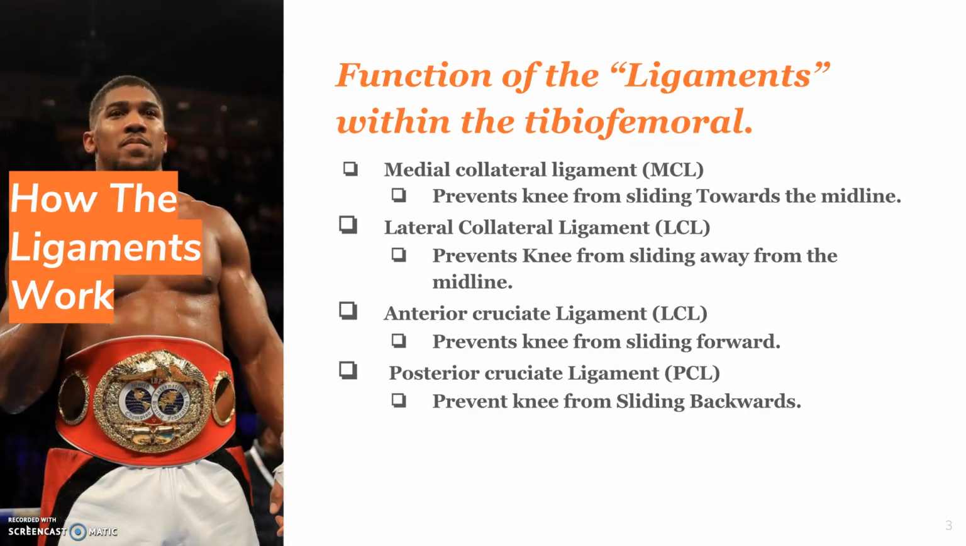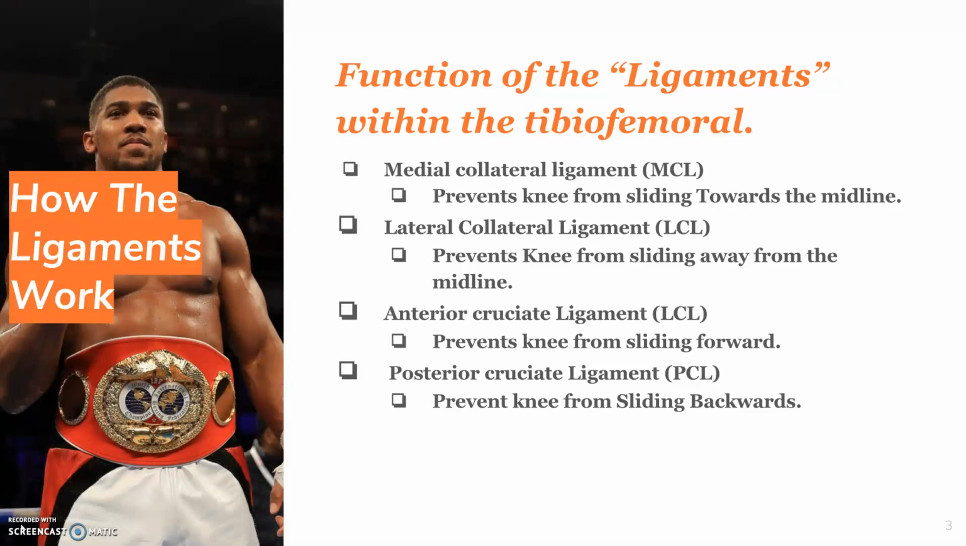So, how do the ligament and tendon work? Well, between the femur and tibia, there are actually four ligaments holding them together, and helping the tibiofemoral joint to not move out of place.